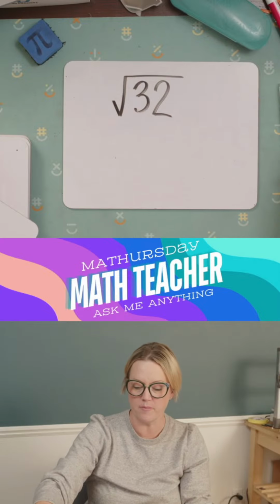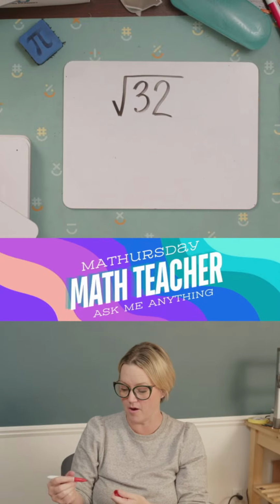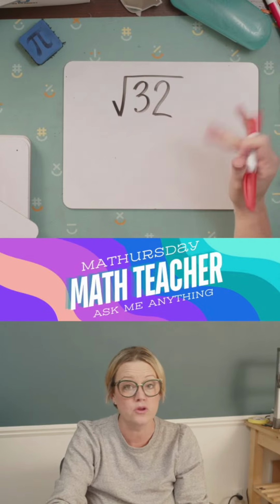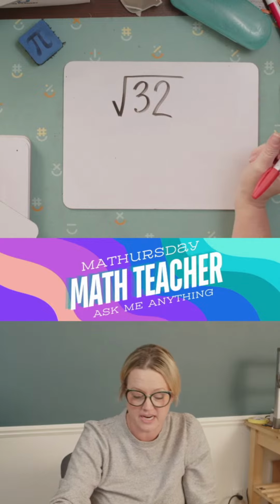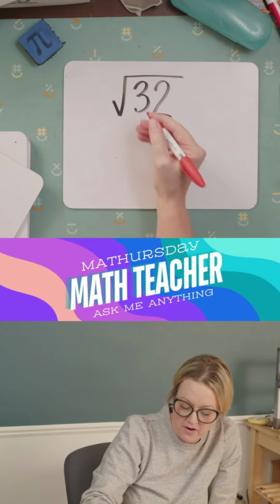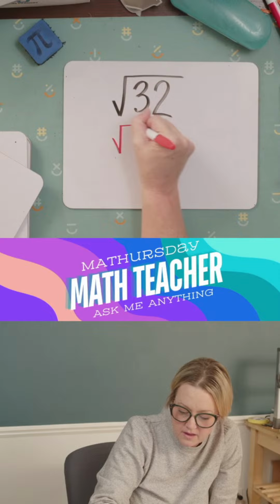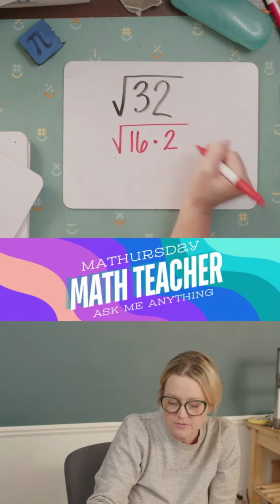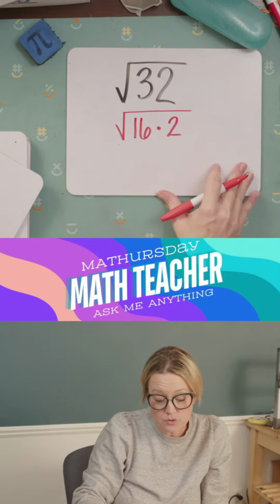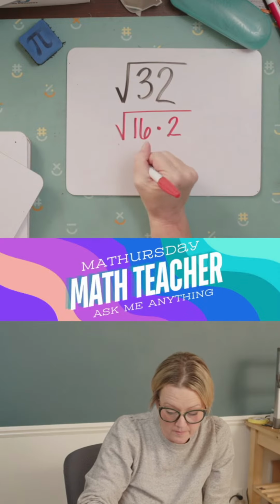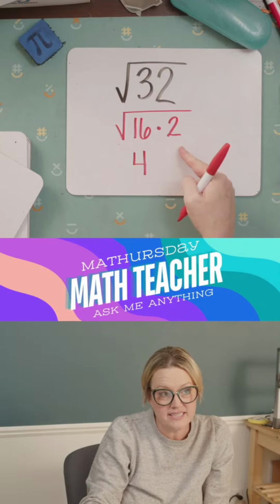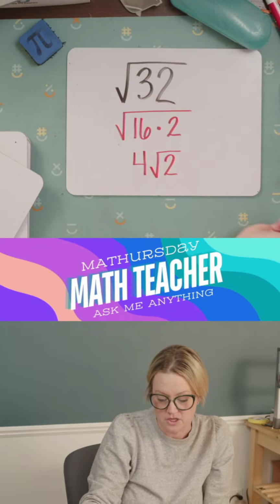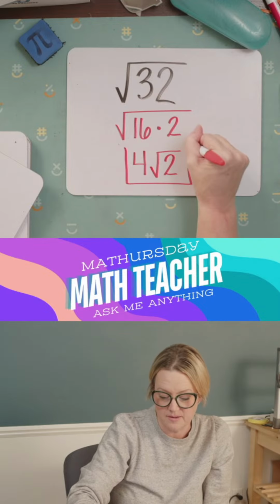So 32, remember, we want to break it up into our perfect squares. So we think about what 32 is divisible by, or you can do a factor tree, prime factorization, all of that. And you figure out that 32, the perfect square is 16 times 2. So we can take the square root of 16, which is 4. But we can't take the square root of 2, so that stays as root 2. And that is our simplified radical.